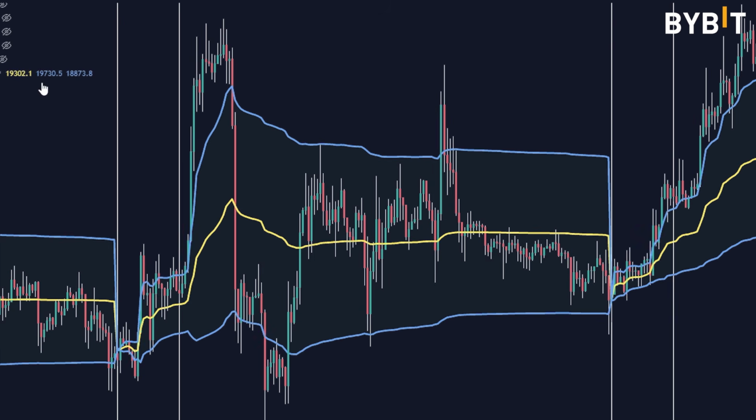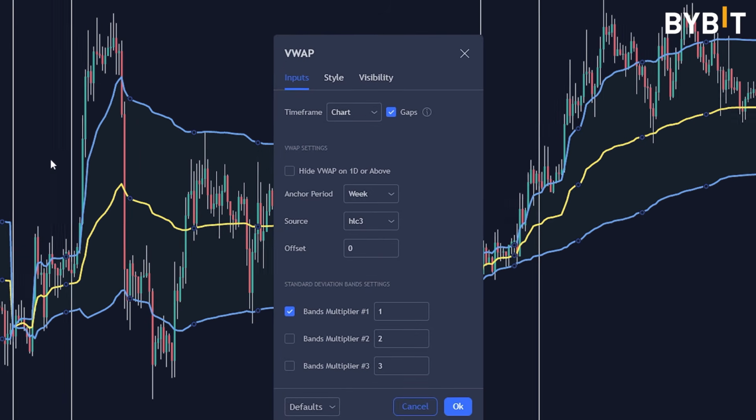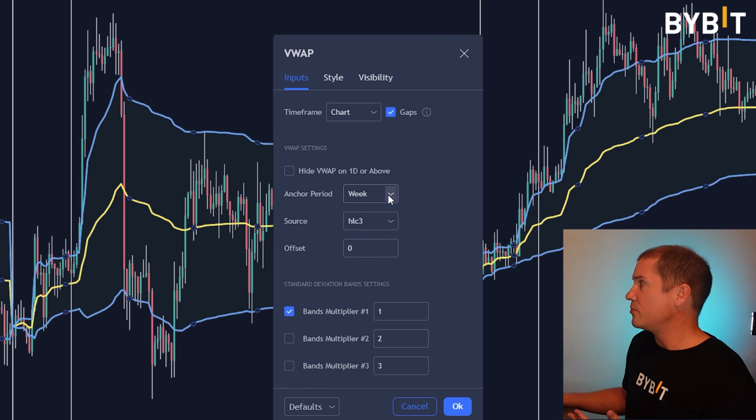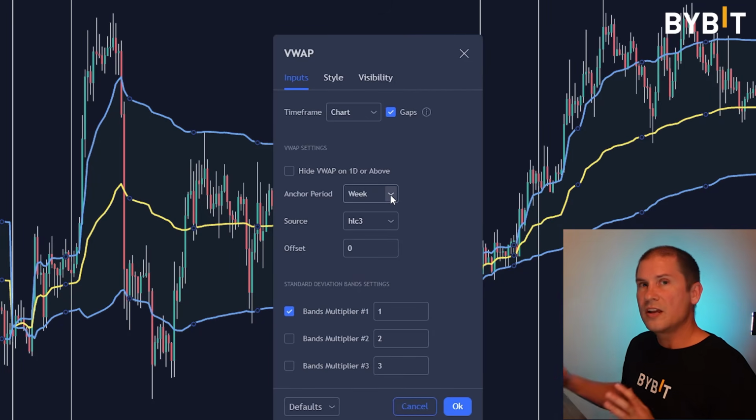Let's go out and take a look at the settings real quick and go over what the various time frames are and how you can change them. So first of all, it's the anchor period, which is basically how often the calculation resets. The charts that I've been sharing with you here are on a weekly basis. So what that means is every Sunday, the calculation is going to reset. You're going to see the VWAP drastically change, and you're going to see those bands collapse.